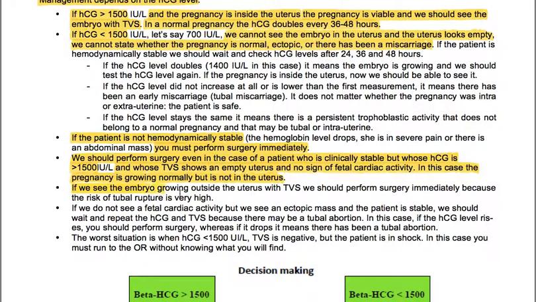If we do not see a fetal cardiac activity, but we see an ectopic mass and the patient is stable, we should wait and repeat the HCG and transvaginal ultrasound because there may be a tubal abortion. In this case, if the HCG level rises, you should perform surgery, whereas if it drops, it means there has been a tubal abortion. The worst situation is when HCG is less than 1,500, transvaginal ultrasound is negative, but the patient is in shock. In this case, you must run to the OR without knowing what you will find.